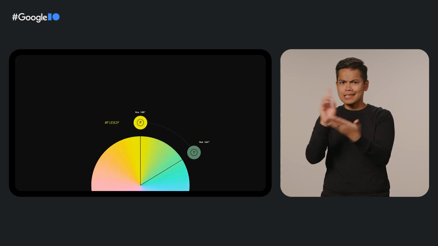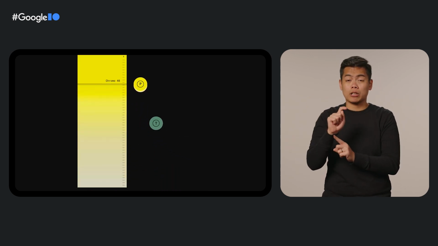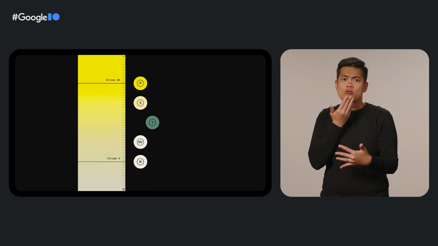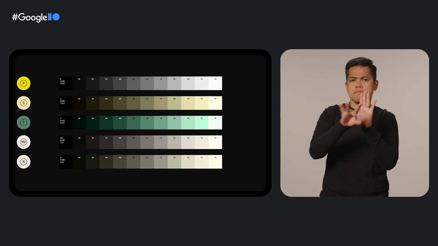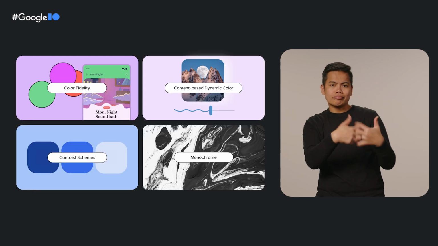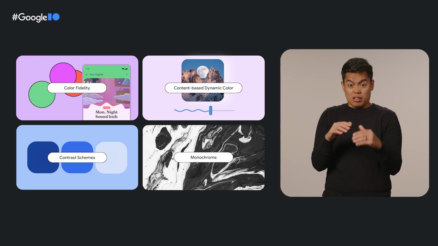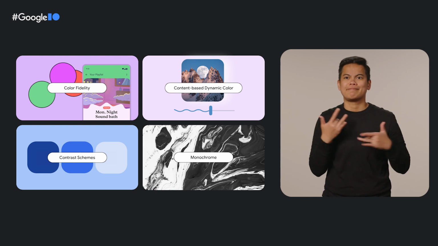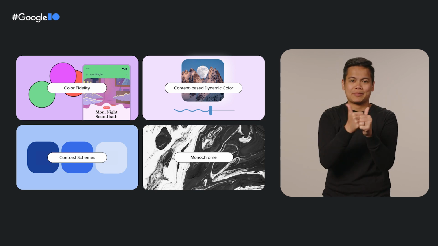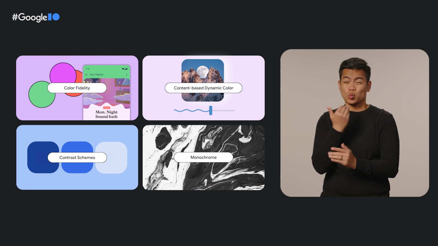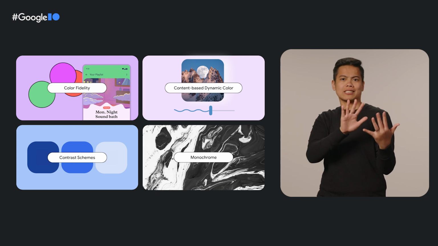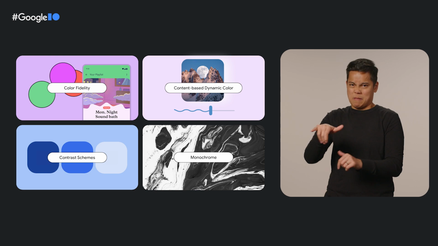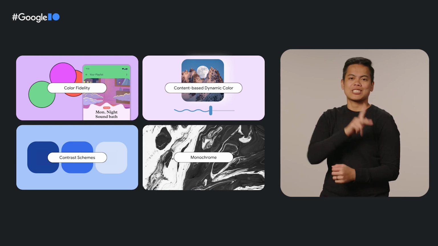A key feature of Material U is dynamic color, which gives users the ability to create individualized palettes based on their wallpaper choice. As app makers, you get it for free because it's built into each of our components. We've learned a lot since we first released dynamic color, and we're excited to unveil our latest upgrade. 4 brand new features: color fidelity, content-based dynamic color, contrast themes, and monochrome, will equip you with additional means to provide your users with personalized and spirited encounters.